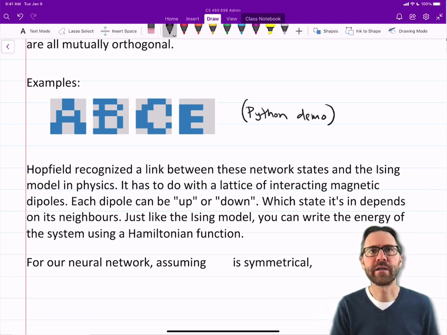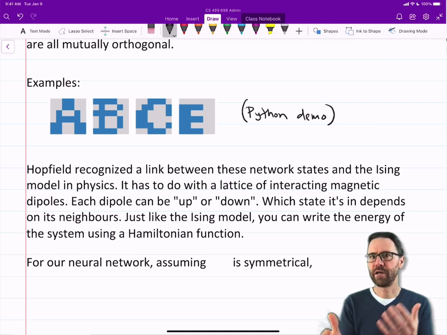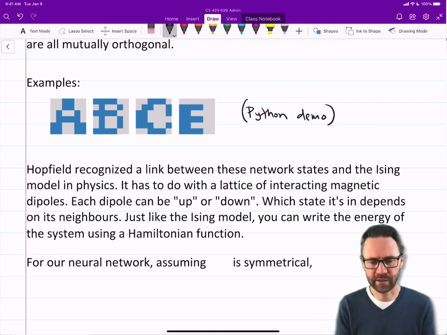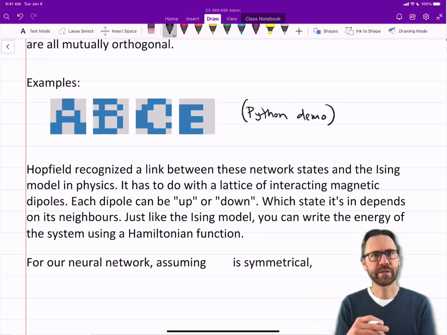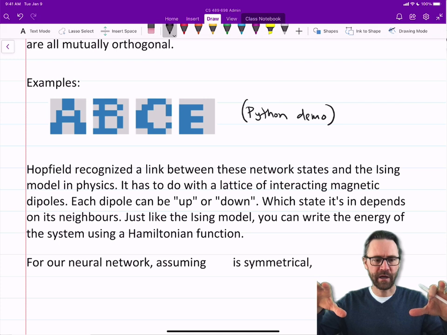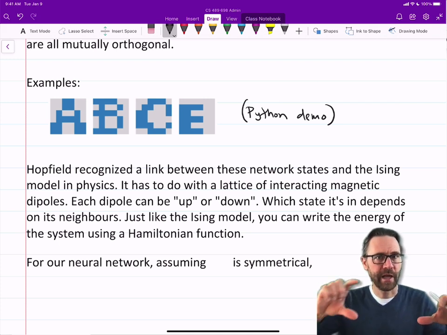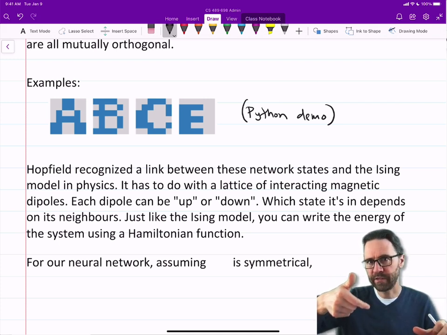Hopfield in the paper recognized that there was a link between these Hopfield networks, or these content-addressable memory networks, and the Ising model in physics. So what's the Ising model in physics? It has to do with a bunch of magnetic dipoles in an array. And now they can be up or down. They're very specific, up or down.